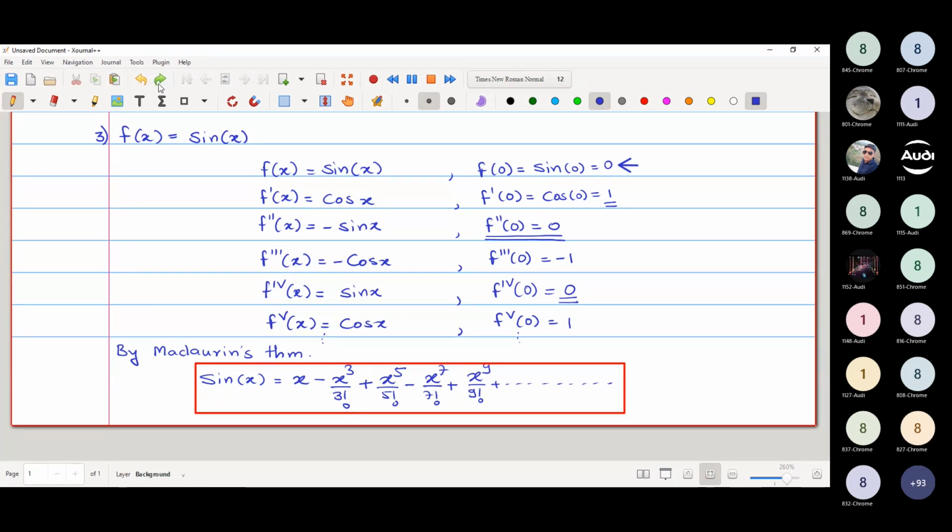So there are two observations that we can make from this: only odd powers are there in the sine function, and alternately plus minus sign is there. Okay. Are you okay with this? Chalo, all of you write down.